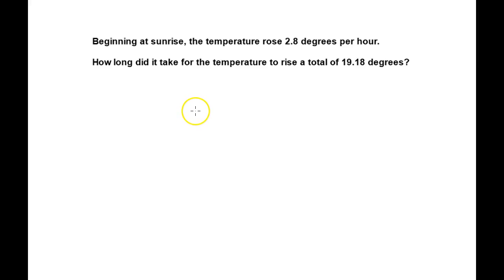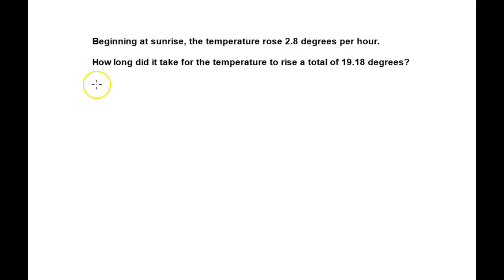In this video, we're looking at an application of decimals. Beginning at sunrise, the temperature rose 2.8 degrees per hour. How long did it take for the temperature to rise a total of 19.18 degrees?